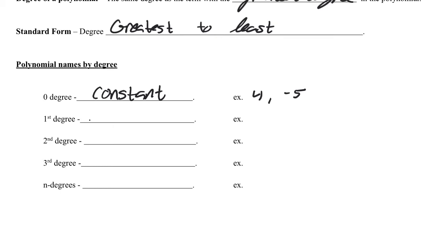A first degree we call a linear. All right, so something like 2x plus 5 or 3y. The highest degree is 1. All right, next up, a second degree. We call this a quadratic.